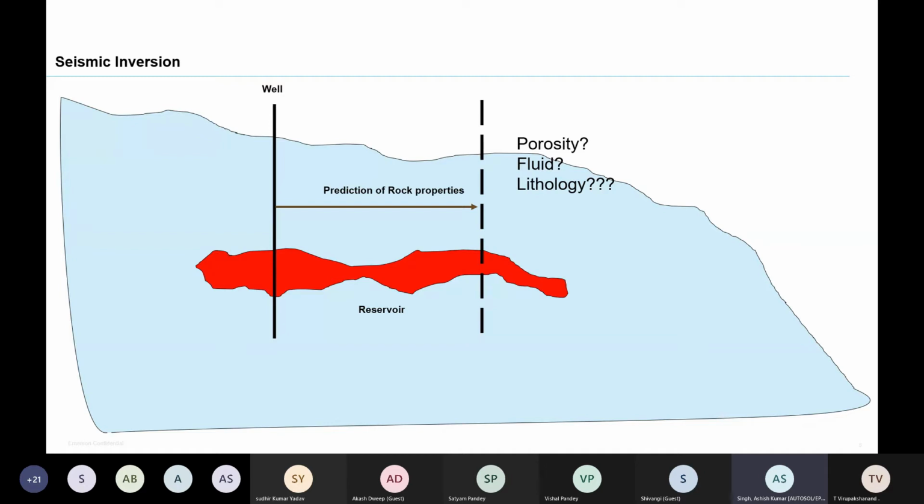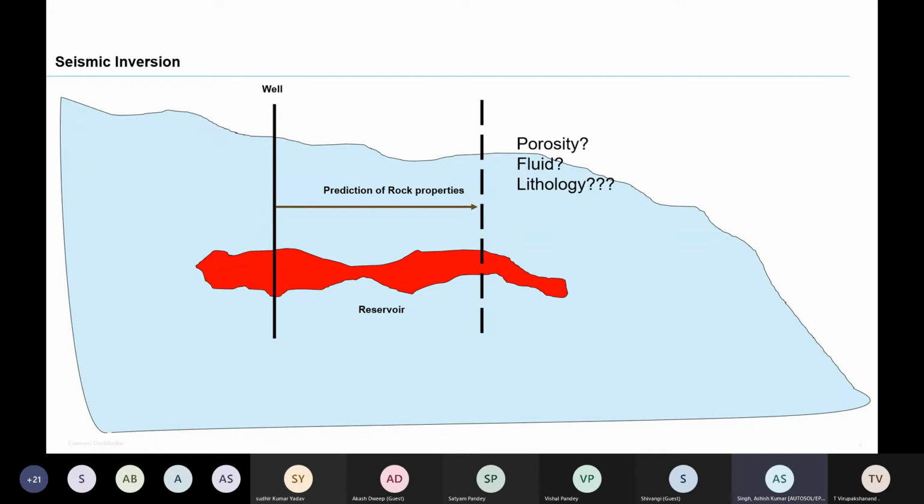Suppose you are the CEO or general manager of a company, and one well costs around $100 million. If you convert to rupees, it is 700 to 800 crore rupees. So it is a very risky game. How will you decide? Inversion is one of the tools which can predict the reservoir property away from the well. So this is the most important use of inversion in our oil industry.